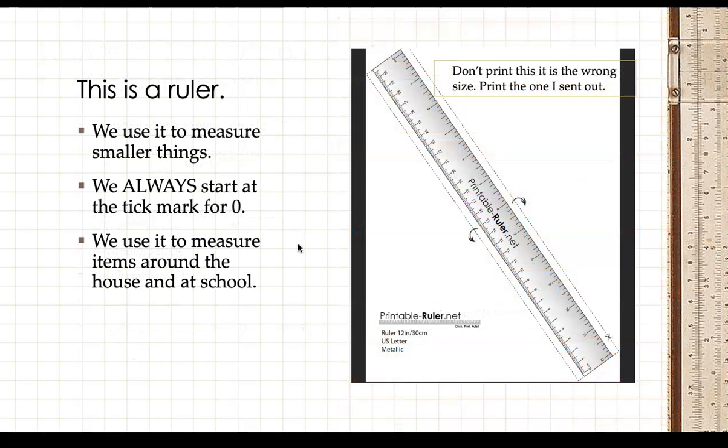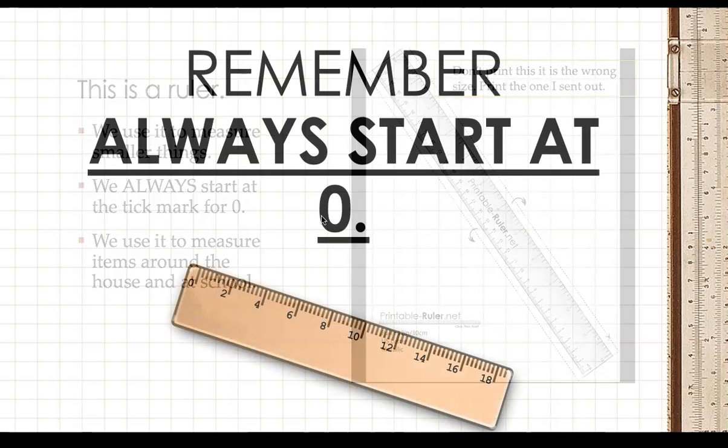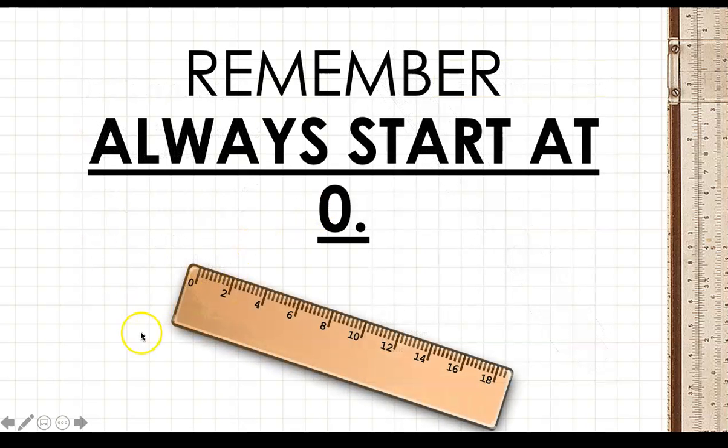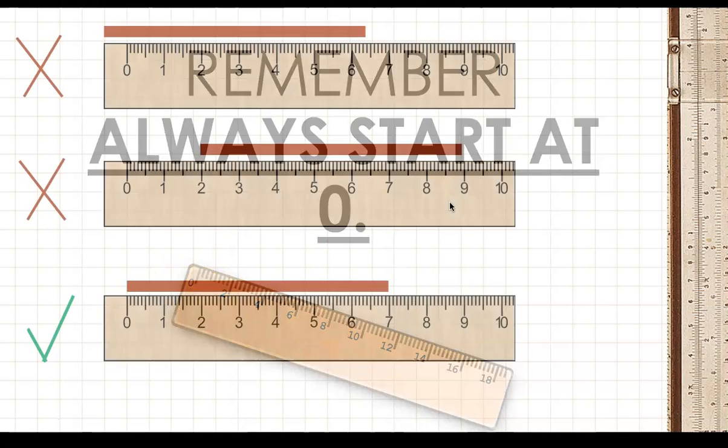This is a ruler. As you know, we use it to measure things. We always start at the ticky mark for 0. We don't start at the edge of the ruler, and we don't start in the middle. We always line it up with the 0, okay? That's the best way to get an accurate or a correct measurement. And we use it to measure items around the house and at school. And like I said, we always start at 0. See the line there? Not the edge. That would add some numbers to it and your measurement would be incorrect.